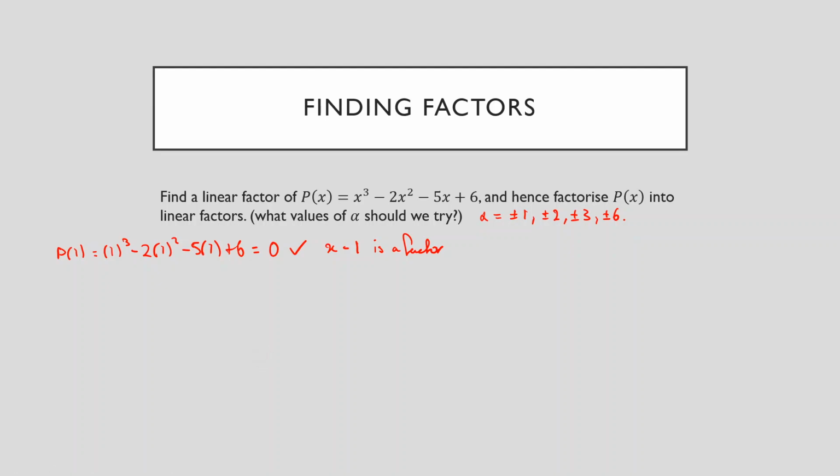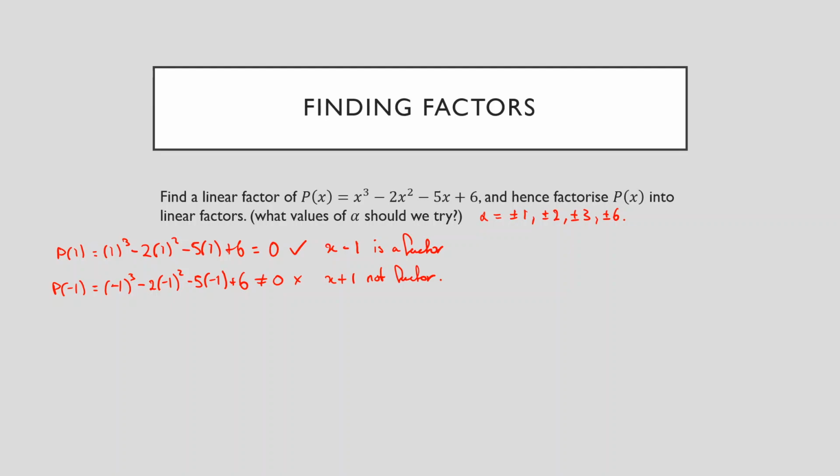See what happens. So we've already done p of 1. What if we do p of negative 1? Just keep going down the list. So we get negative 1 cubed minus 2 times negative 1 squared minus 5 times negative 1 plus 6. And you can work that out, but it does not equal 0. Okay, so x plus 1, not a factor.